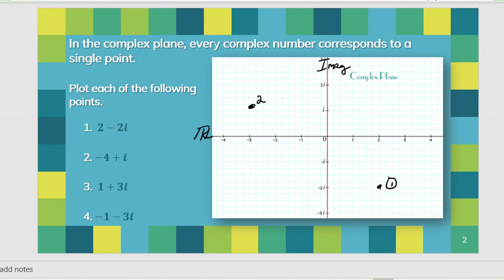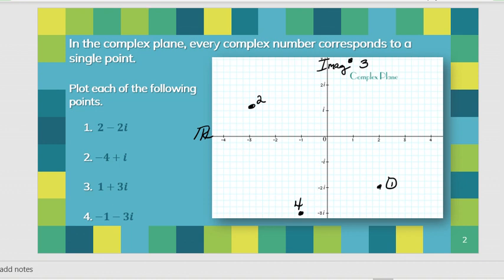This is number two. Number three, you can pause this and do these and see if you can get them all right. That's number three. Number four, -1, -3. Number four. All right, so you have them all.